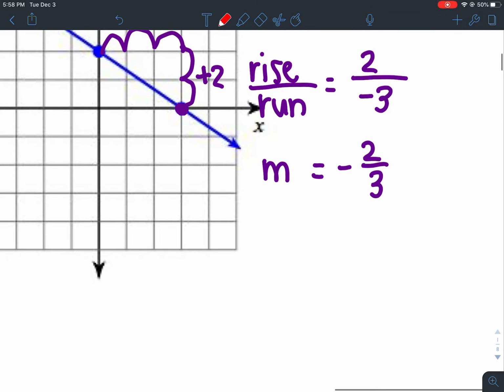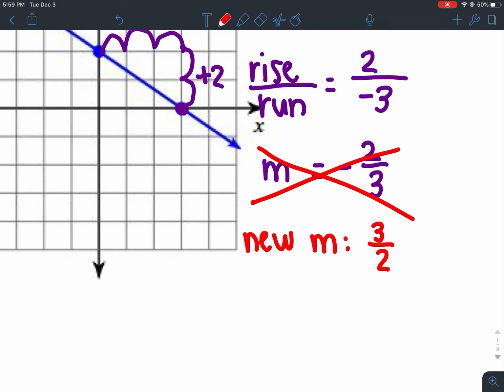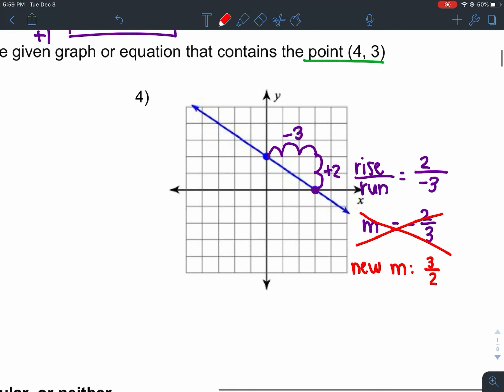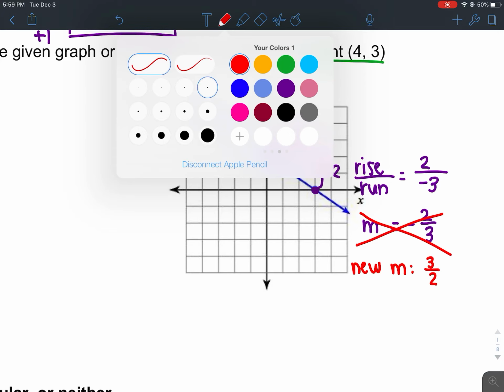I want to use a different slope, the opposite reciprocal. So I need a new slope. Okay, well, opposite means opposite sign. So because I have a negative 2/3, it's now going to be positive, and then I flip the fraction. So positive 3 over 2. I don't want to use the old slope because I want perpendicular. I have the slope, I have the point I need to use, so we're going to do that.